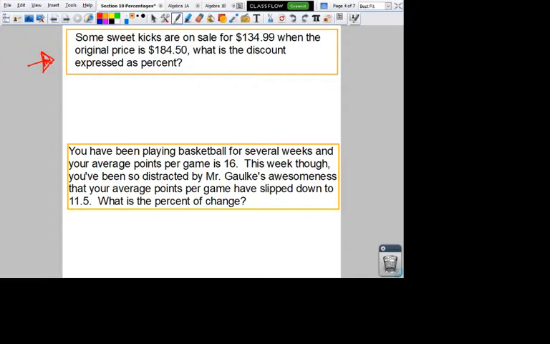You just got it mixed up, that's why. The original price is 184, because it says the Sweet Kicks are on sale, because it's on sale. This is not the original, and this is the original. Yeah.